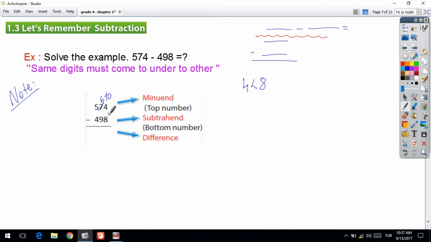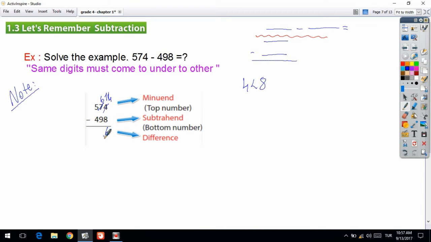10 plus 4 is equal to 14. Okay, 14 minus 8 is equal to what number? I will count the number from 8 to 14: 9, 10, 11, 12, 13, 14. It is 6.